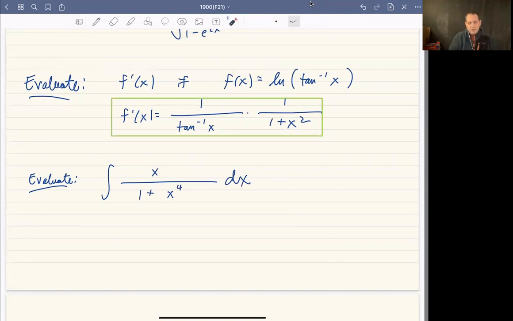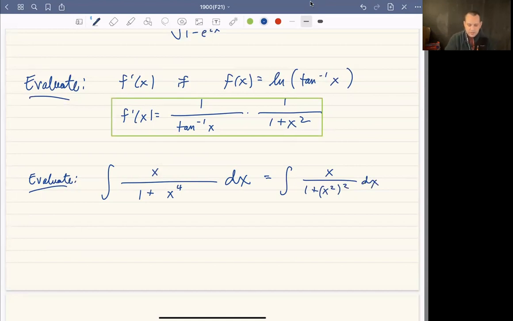Ignoring the x in the numerator for a second, this looks a lot like an inverse tangent function, which at first glance seems okay because you have 1 plus something. Here it's to the 4th. But if we wanted to write this as something a little bit more recognizable, we could write this as the integral of x over 1 plus x squared. And now hopefully you can see where this is going.